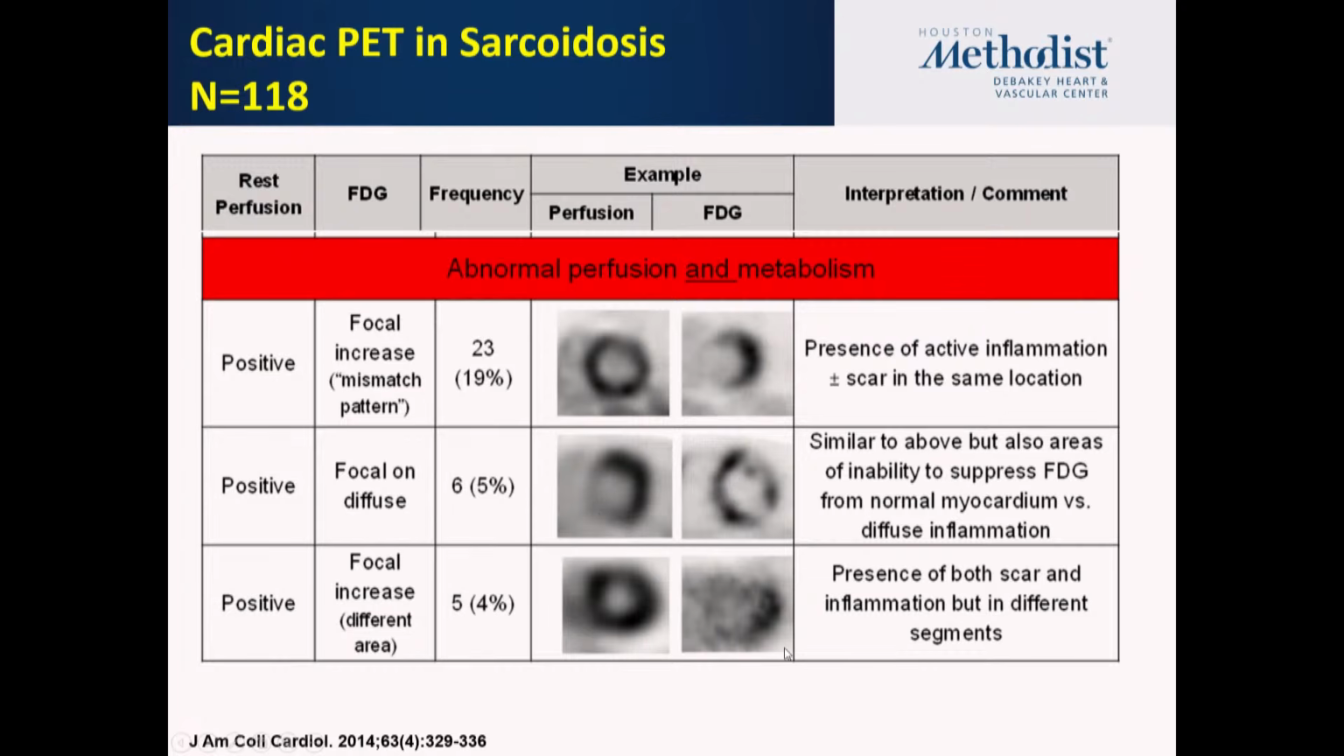And there is a focal area, but in a different area. And sometimes even though there is normal perfusion in that segment, you still have some FDG uptake in that area. If we see these two patterns, the top one, then we are pretty sure that the patient has active inflammation.